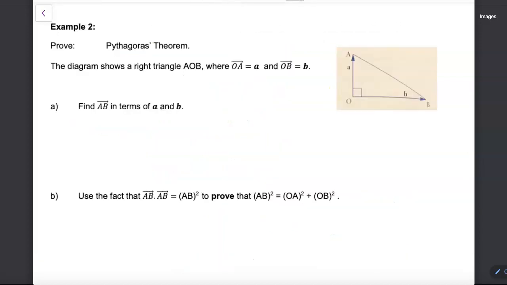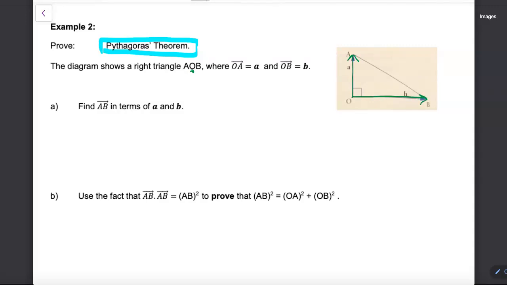In our second example, we're going to prove Pythagoras' theorem, and this is one that we're indeed very aware of. So we've got a right triangle here to the right. We've called it triangle AOB, and the O is where the 90-degree angle or right angle is. We've defined OA as vector A and OB as vector B.